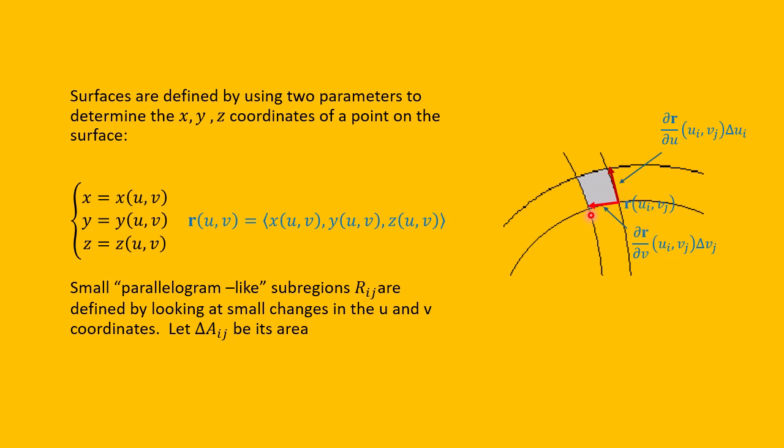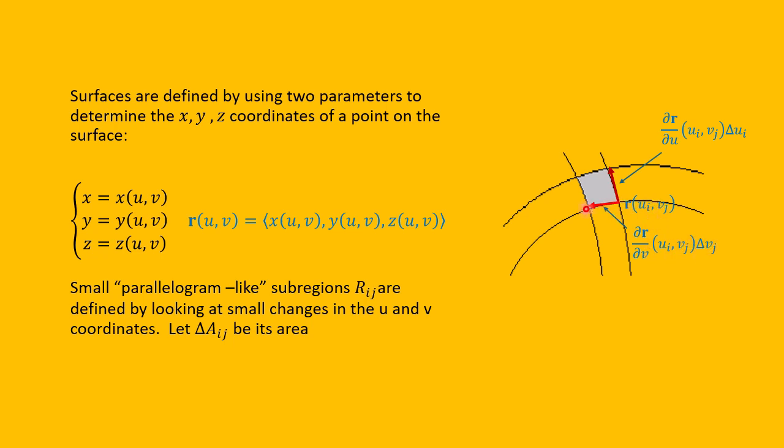Similarly, if we change in the v direction, which in this case is down here the way I've drawn this picture, this vector here is approximately the partial derivative of the vector function r with respect to v. Once again, at this point u sub i, v sub j, since r was given in terms of coordinates u and v also, times delta v sub j.